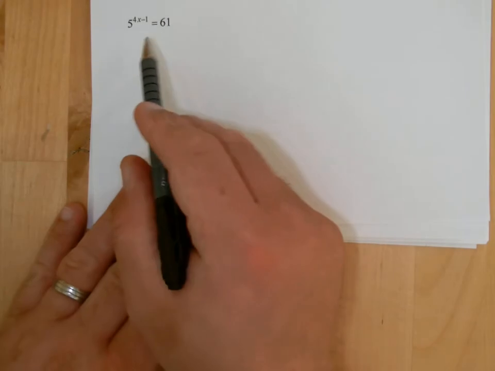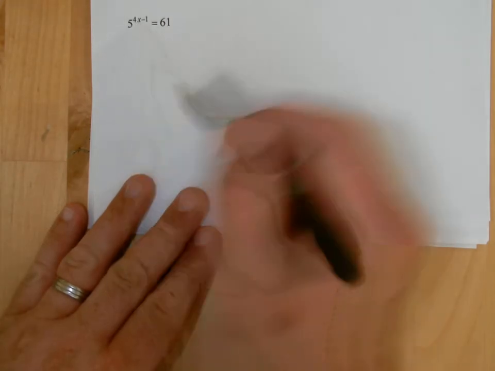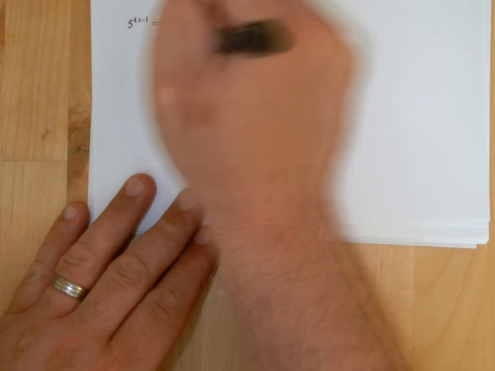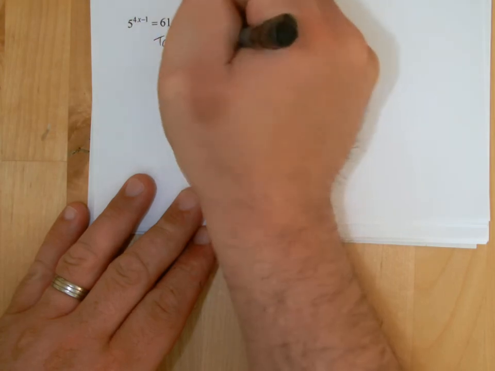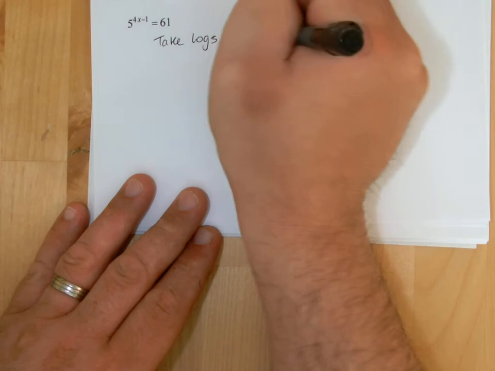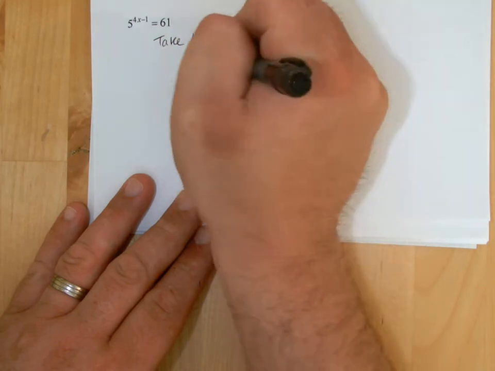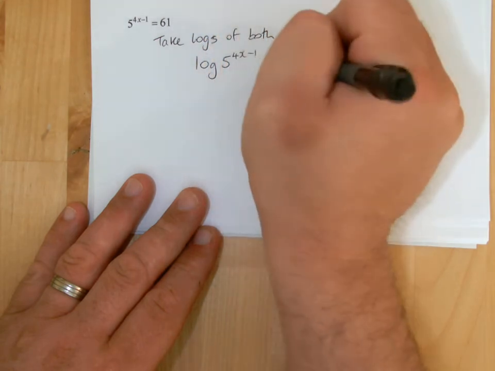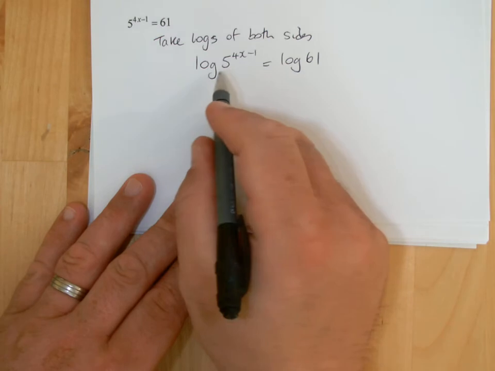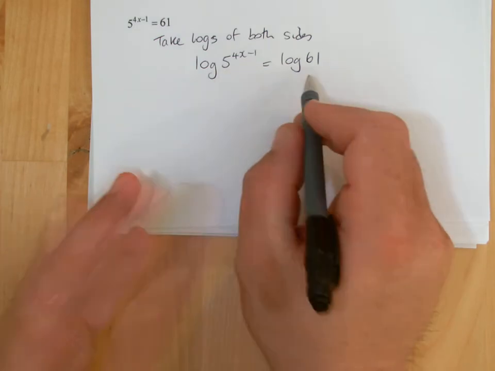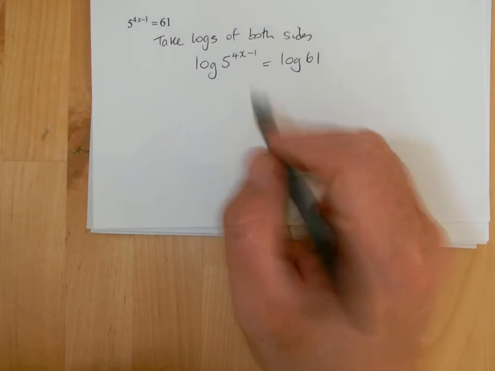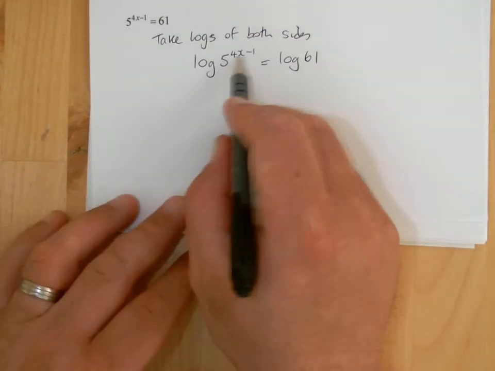So with this one here, we want to work out x, so let's take logs, as I said before. Take logs of both sides. So I'll have log 5 to the power 4x minus 1 equals log 61. I'm not going to bother writing my base down, because it'll be base 10. Keep it simple.